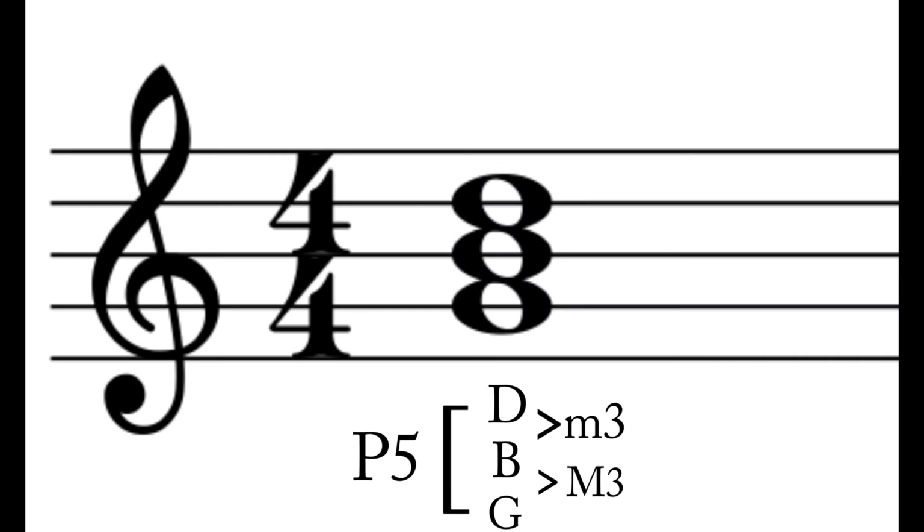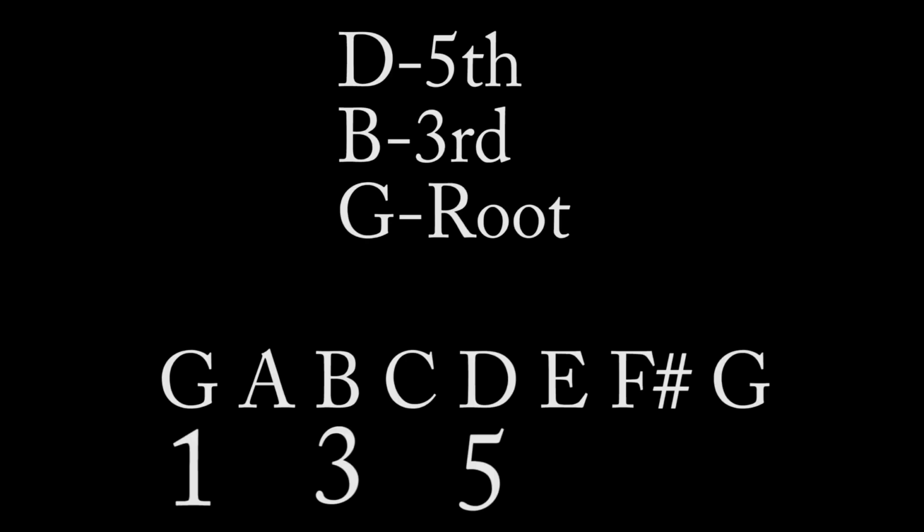Now also notice that from our root note G to our top note D is a perfect fifth interval. If we look at the G major scale, we have G, A, B, C, D, E, F sharp, and G. G is our first note and D is our fifth note. So G to D is a perfect fifth. So when we look at this triad, musicians will refer to G as our root, B as our third, and D is our fifth of the triad.